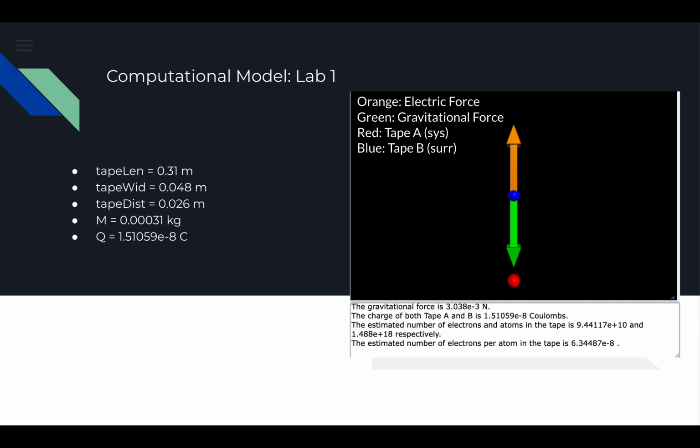So here's the computational model from lab 1 and the results from lab 1, including the length of the tape, the width of the tape, the distance between the two tapes when they started to repel one another, the mass, as well as the charge that we originally found.